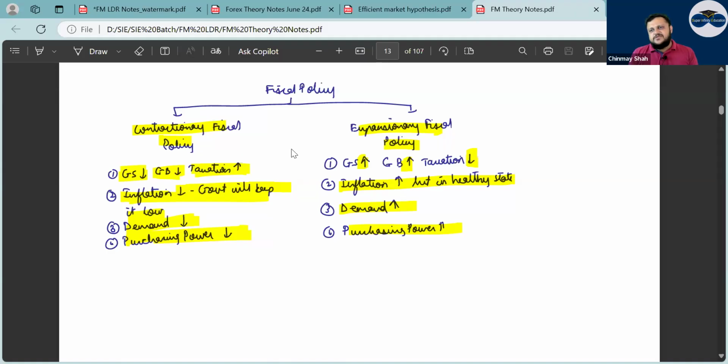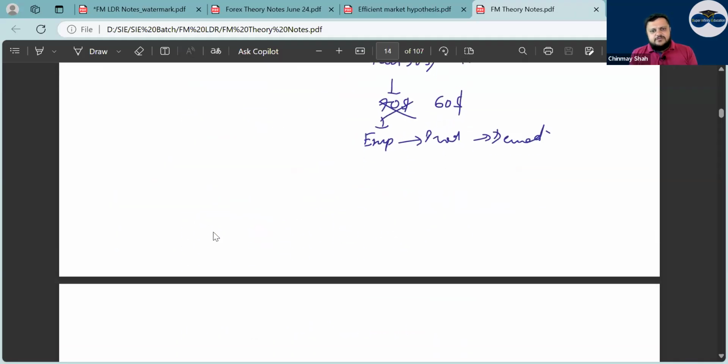When there are expansionary fiscal policy measures, the government spending will be high, government will open up new hospitals, and government borrowings, it will borrow more and more from different sources. Taxation will be reduced, people will earn more money in their hands, correct? Inflation will go up, but in a healthy state. Demand will also go up and purchasing power will also go up, right?